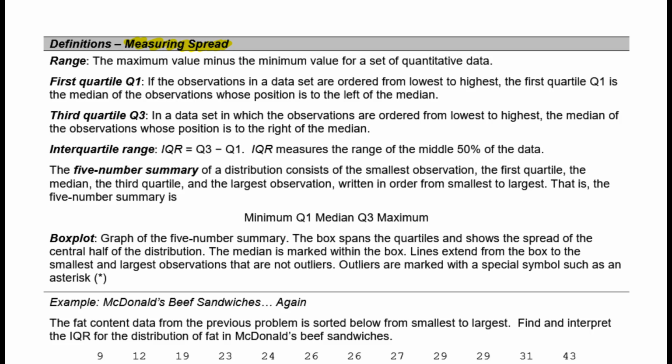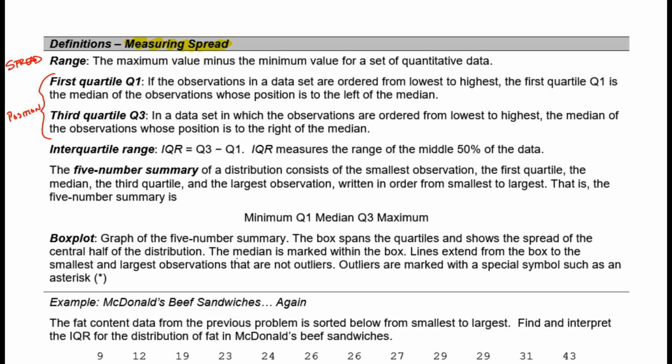So first let's talk about range. Range is the maximum value minus the minimum value for a set of quantitative data. So again, that is a measure of spread. Now we're going to introduce two ideas called quartiles. And these really aren't spread. They don't tell us so much about the spread by themselves. They really tell us more about position.